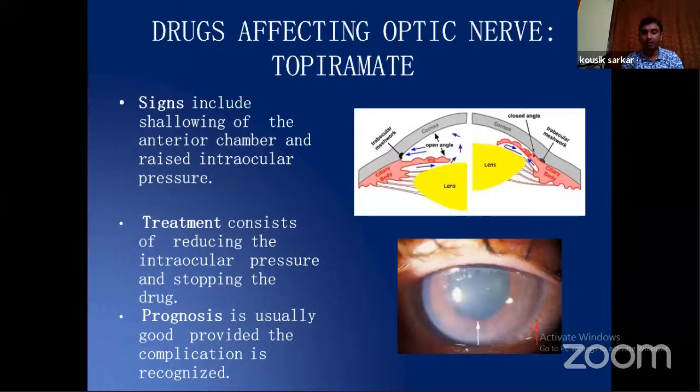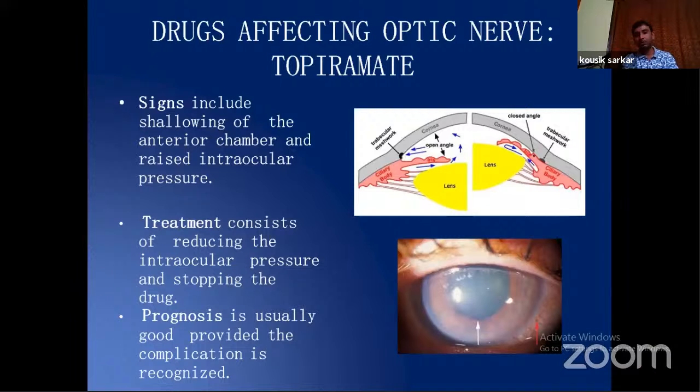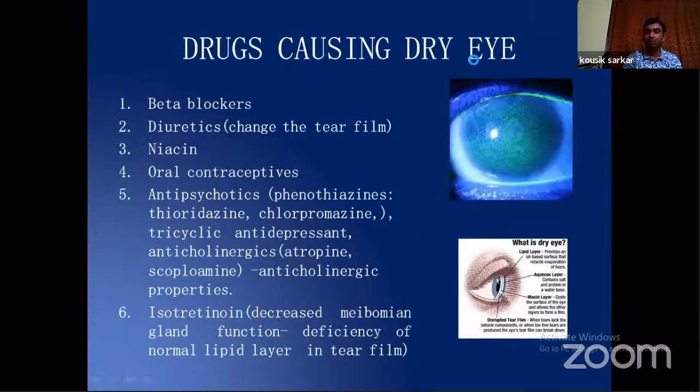In my clinical practice, I have seen one patient treated with topiramate for 2 or 3 months. A female patient came to me with an attack of acute angle-closure glaucoma. After getting a thorough history, we came to know that the angle-closure glaucoma occurred due to administration of long-term topiramate.